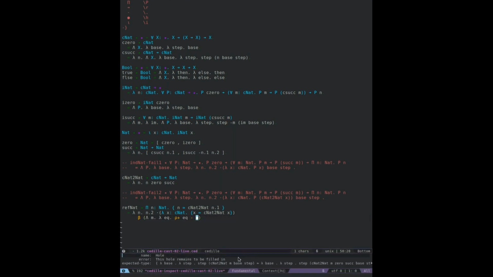And again, you can see Cedille has been a little bit more aggressive in unfolding the definitions. But what I see on both sides is abstraction over a base and step case, and then step applied to CNAT2NAT m base step, CNAT2NAT m 0 successor base step.